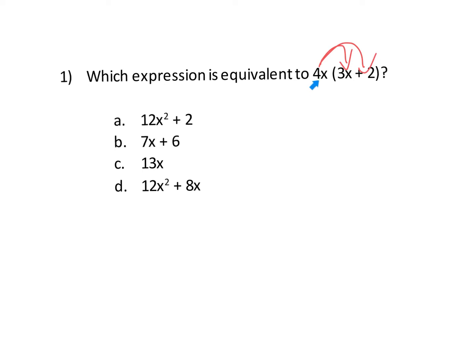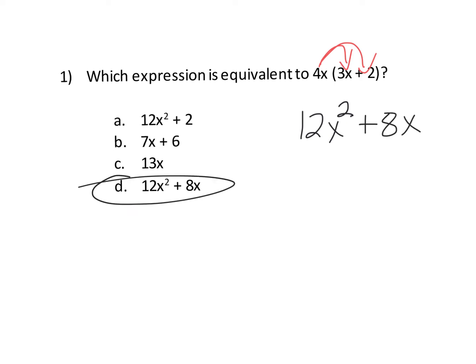So we have 4x times 3x, and then we have 4x times 2. Remember, when you multiply an x times an x, you add the exponents. You don't see one written, but it is x to the 1, and x to the 1. So 4x times 3x is going to be 12x squared. And then when we multiply 4x times 2, that's just 8x. So plus 8x. And you see your answer there is D.